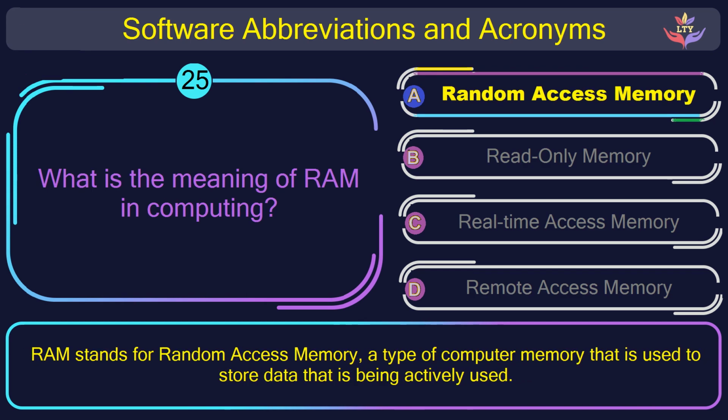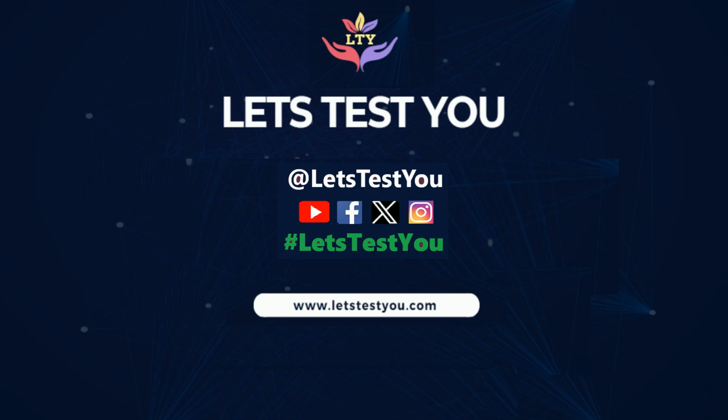The correct answer is option A. Random Access Memory. RAM stands for Random Access Memory, a type of computer memory that is used to store data that is being actively used.